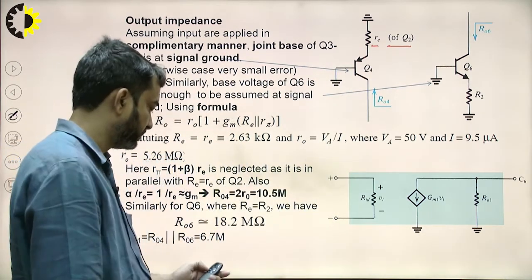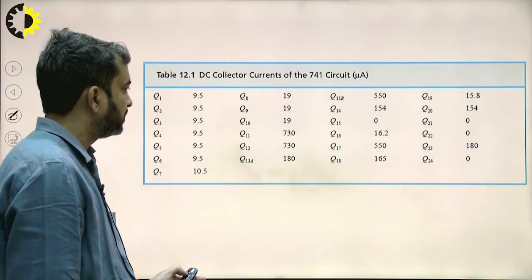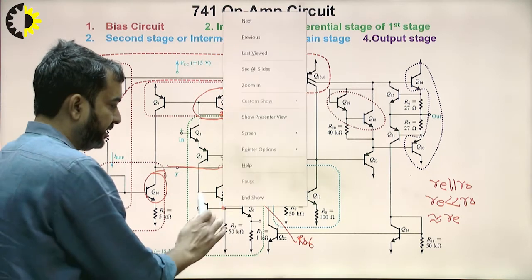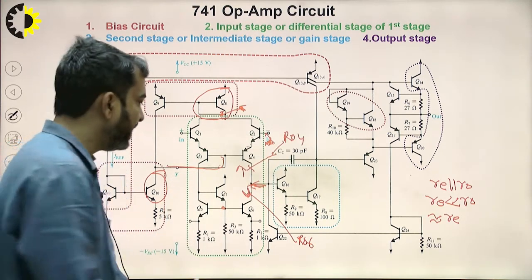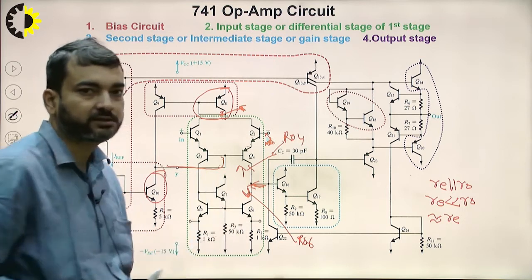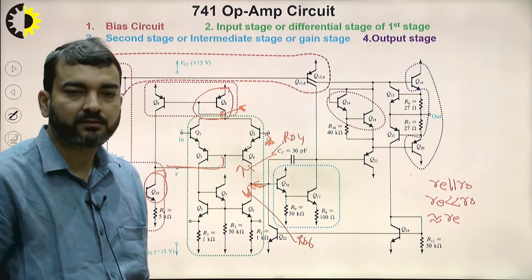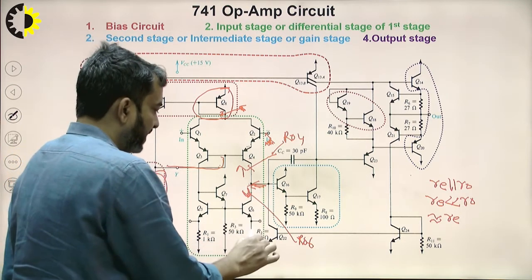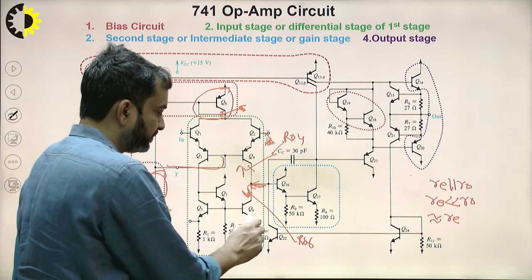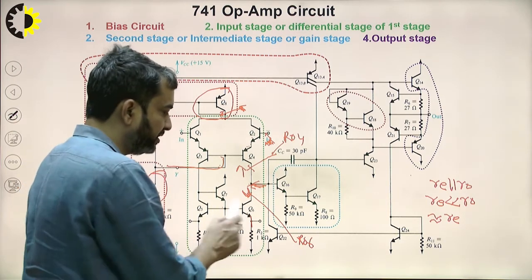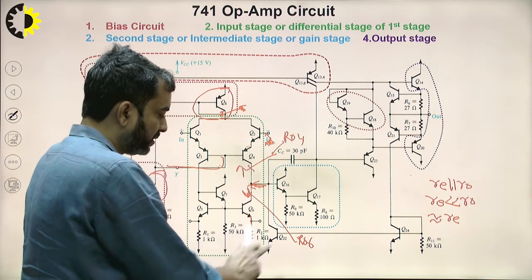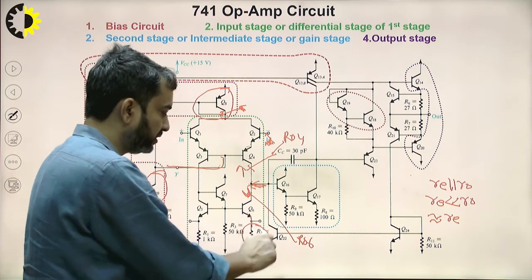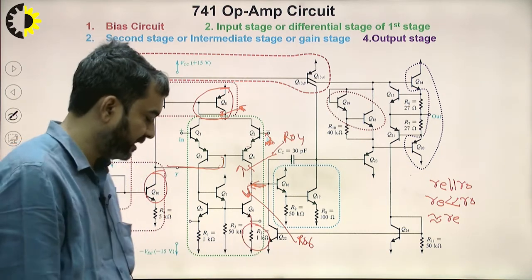Now coming to this transistor here. The voltage at this point is very small. So we will assume that the base of transistor Q6 is approximately on signal ground. Now the effective resistance here in this branch is small Re, the emitter resistance of transistor Q6, and resistance R2, which will be in parallel with the R0 resistance. So now we have an idea of all the resistances.